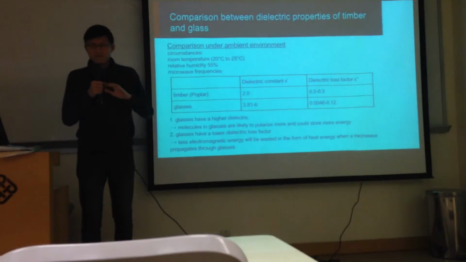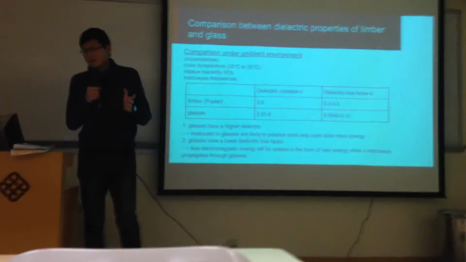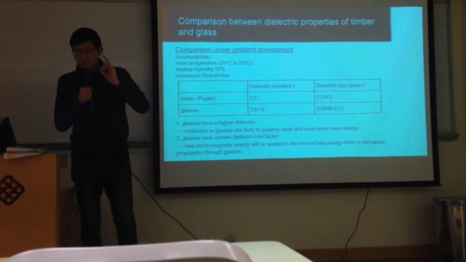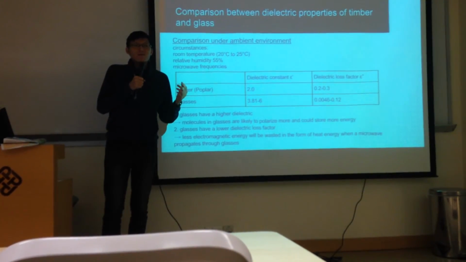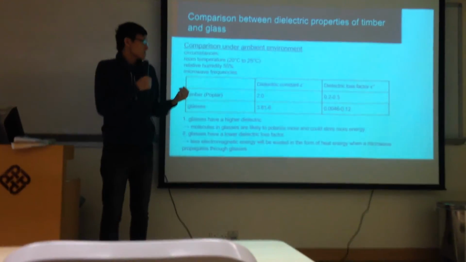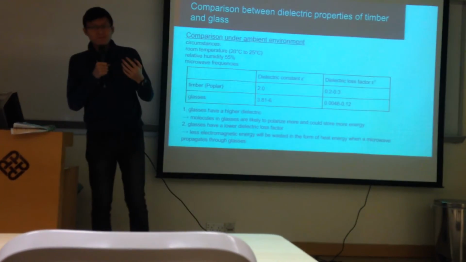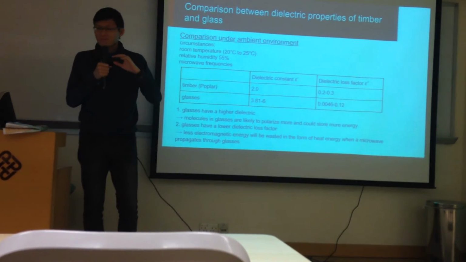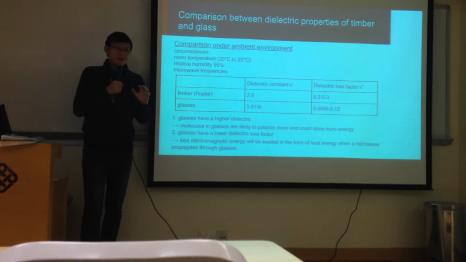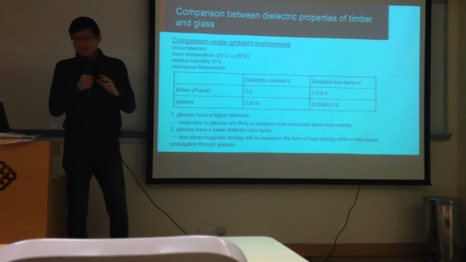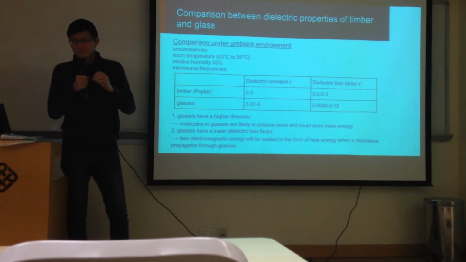So we have mentioned the different affecting factors between timber and glasses. For example, timber is majorly affected by the moisture content, while the glasses are majorly affected by the temperature. So we can see that a fair comparison is actually quite difficult to conduct.